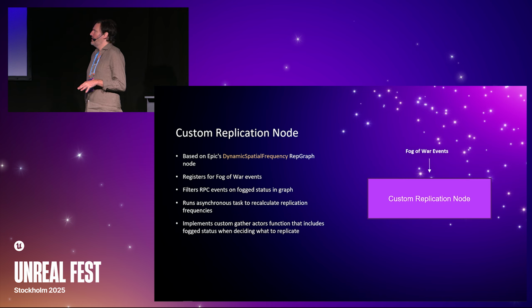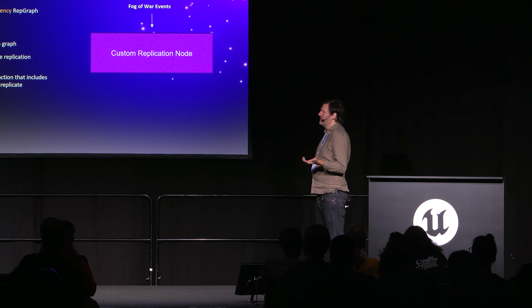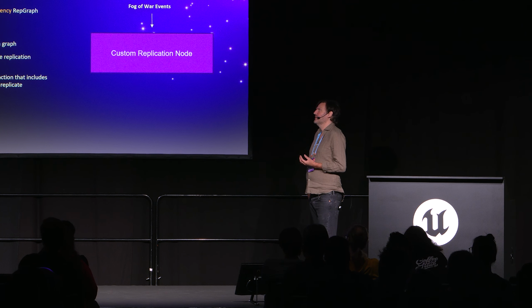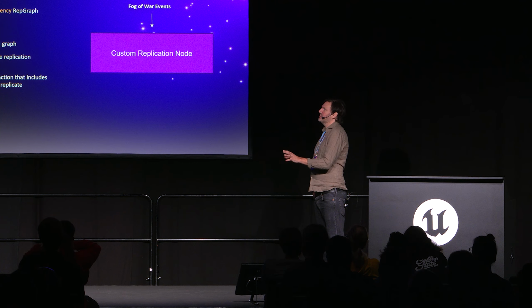We also have a custom replication graph which instantiates this node, and we found we had to filter RPC events on the fog status of an actor. Otherwise, sending an RPC event to an actor that is fogged would briefly create that actor on the client and then uninstantiate it after the call had been processed.